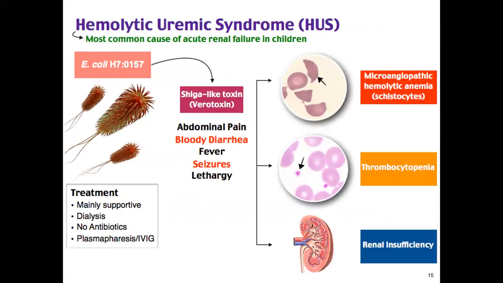Here we say hemolytic uremic syndrome is the most common cause of acute renal failure in children. And you see this E. coli Shiga toxin, verotoxin. It can cause abdominal pain, bloody diarrhea, fever, seizure, and lethargy. Red blood cells are broken down and the patient develops hemolytic anemia, meaning red blood cells undergo lysis. Also platelets decrease, thrombocytopenia, or renal insufficiency. What are the treatment options? Mainly supportive: dialysis, no antibiotics, and plasmapheresis may be helpful.